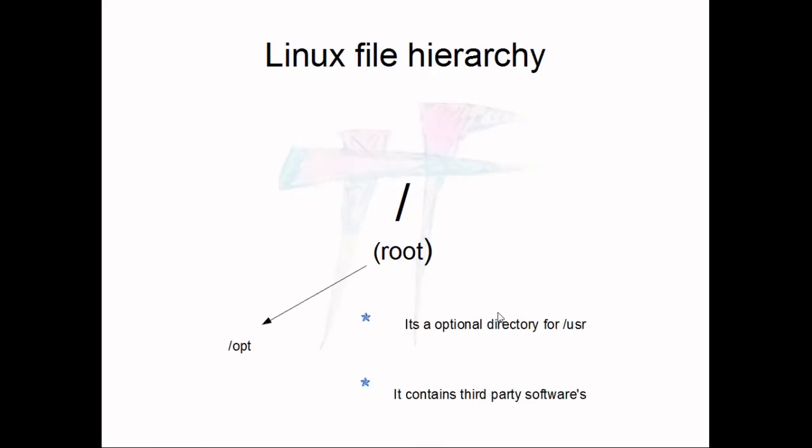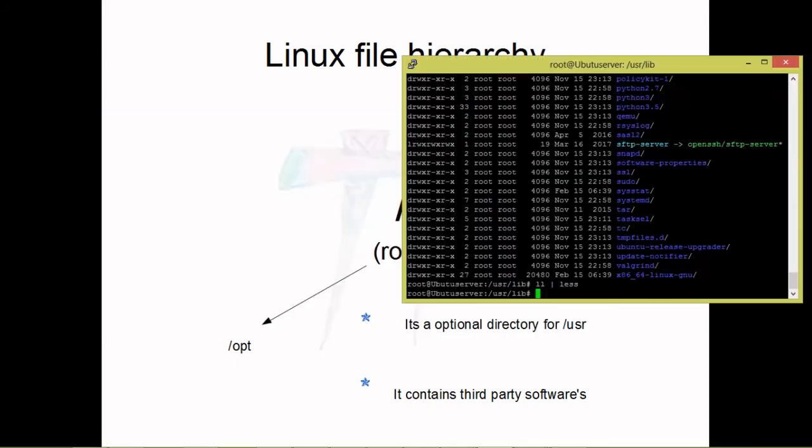This is opt, the optional directory for the user. It contains third party software. If you install servers like Tomcat, Jetty, JBoss, you can install them in the opt directory. This is the optional directory, also used for installing software only. So here I will install in opt. I have one Jetty server. I will show you that.